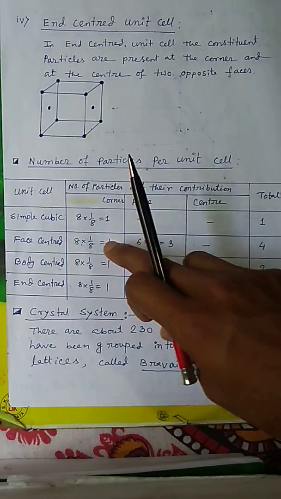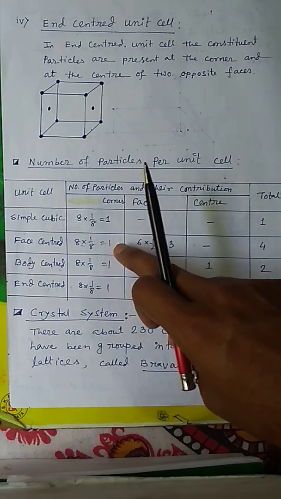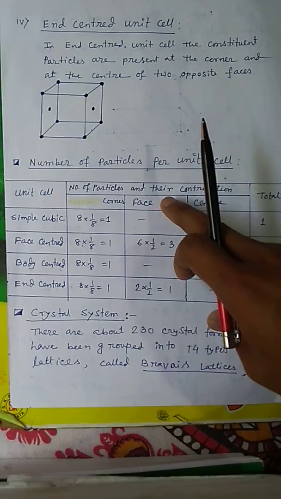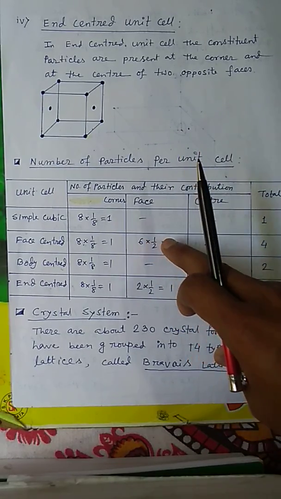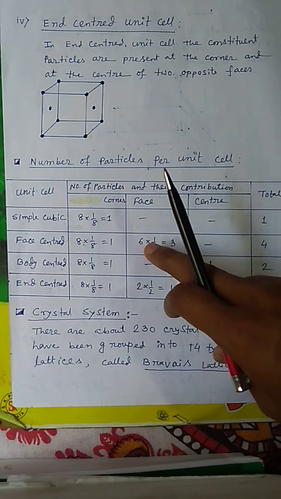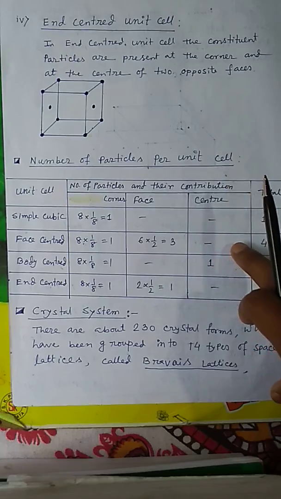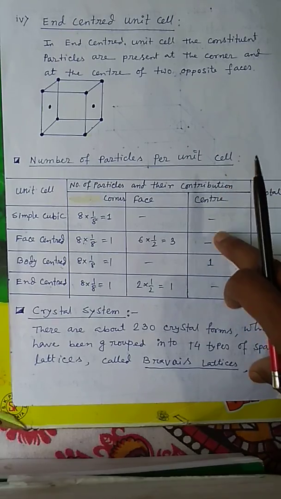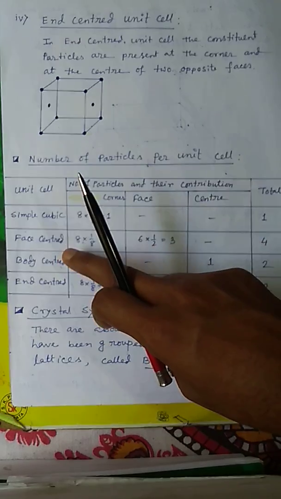In face centered, there are also 8 particles present at 8 corners. So 8 into 1 by 8 is equal to 1, and 6 particles are present at the 6 faces, and each particle is shared between 2 unit cells. So 6 into half is equal to 3, and there is no center particle present. So a total of 4 particles are present in face centered unit cell.